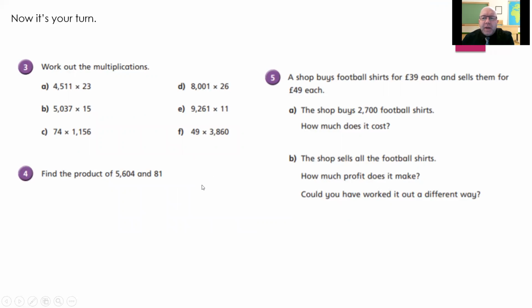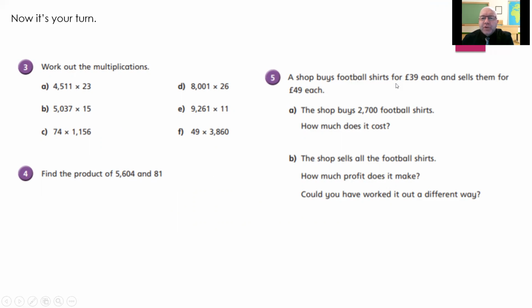Right, here's your final page of questions for today. Okay, we've got 6 multiplications to have a go at, and then we've got a couple of word problems. Find the product of 5,604 and 81. Hopefully we're all familiar with the word product. If you're not, just think about the type of questions we've been doing, and that is going to give you a big clue. And then 5 is all about football shirts.